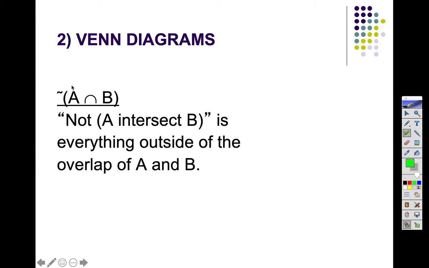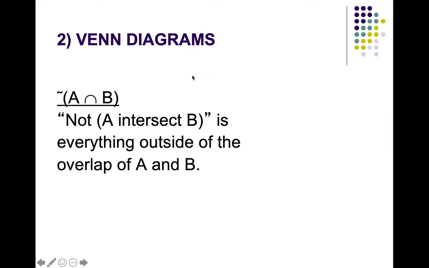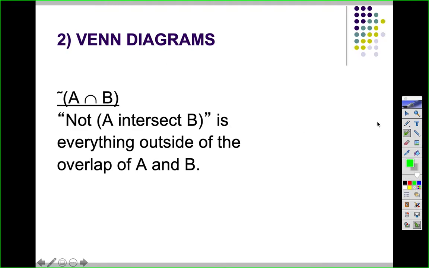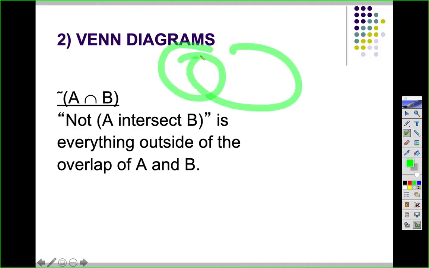Okay, A intersect. We did A intersect B. Remember from earlier, just 5 minutes ago, when you have intersection of two circles, it has to be in the overlap. So there is the intersection.